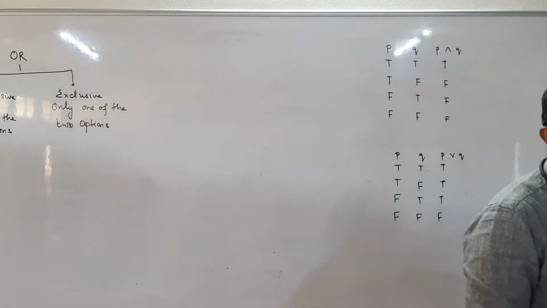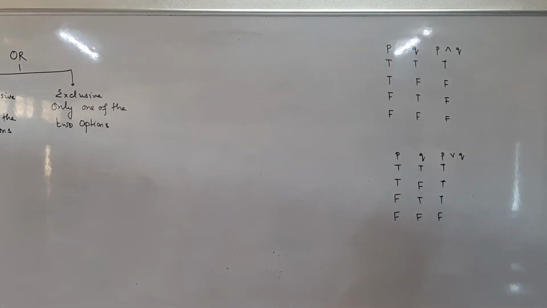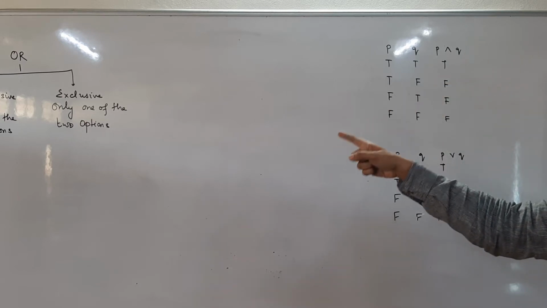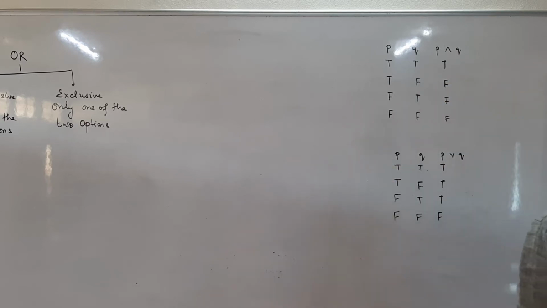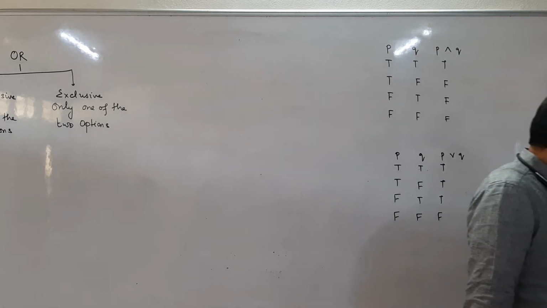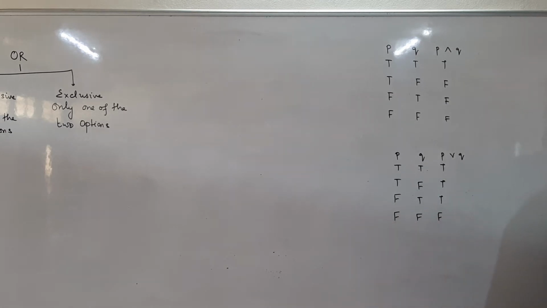Inclusive sense. So when of the given options only one is possible, then OR is used in exclusive sense. And when of the given options both are also possible, then OR is used in inclusive sense. So when only one, then exclusive, and when both, then students, inclusive. Let us apply this, students, in question number 4.